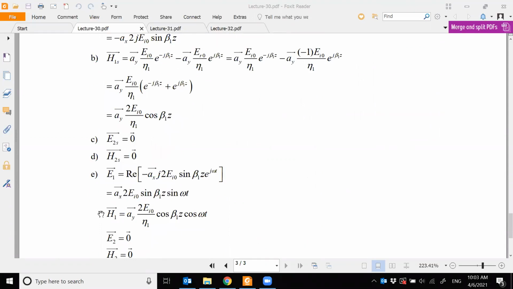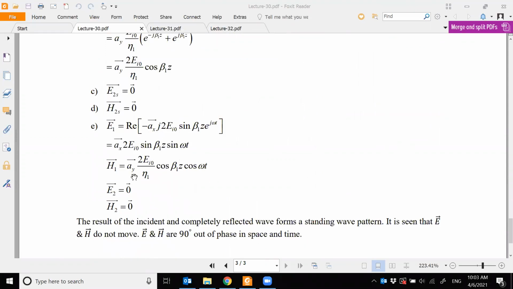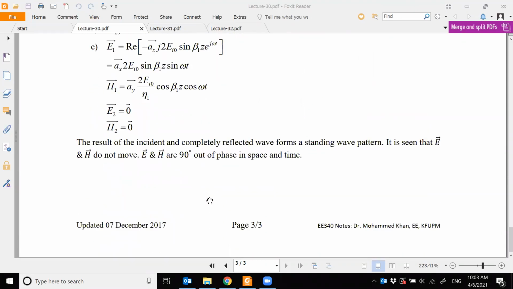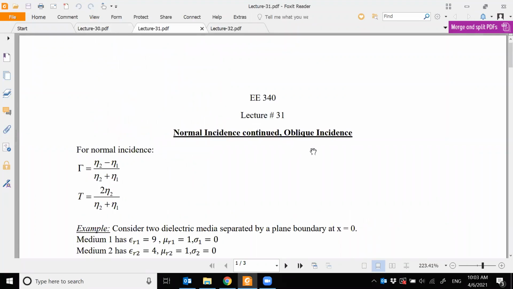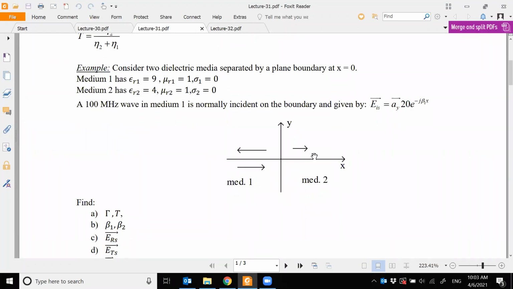And this is what we have seen here. You will see a standing wave pattern where you will get maxima and minima. And I also showed it to you with the help of some videos, how the electromagnetic wave looks. Okay, so today we have an example of this normal incidence.